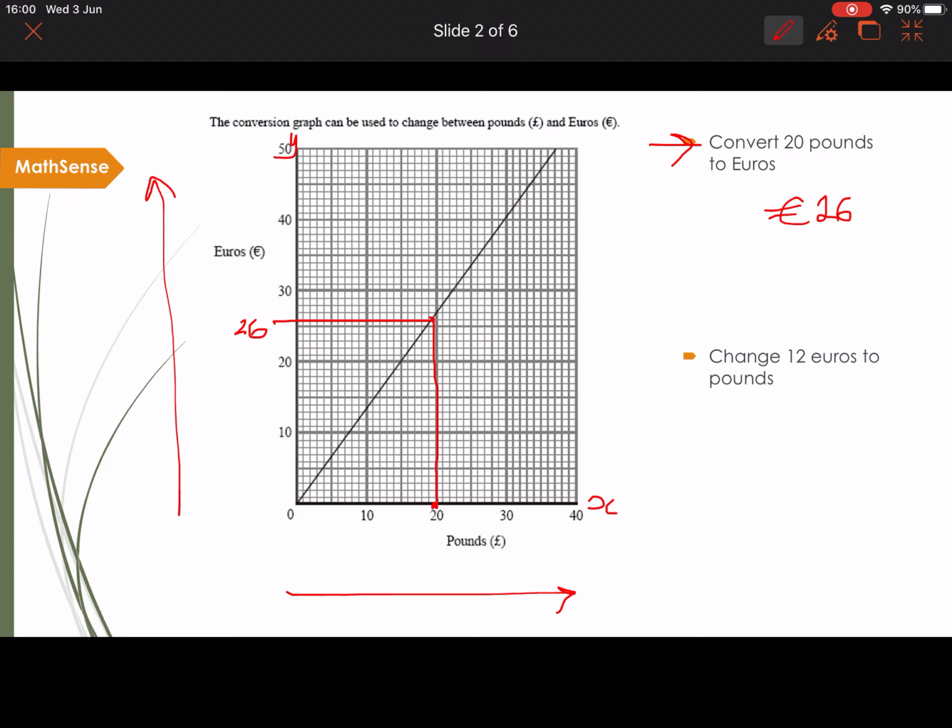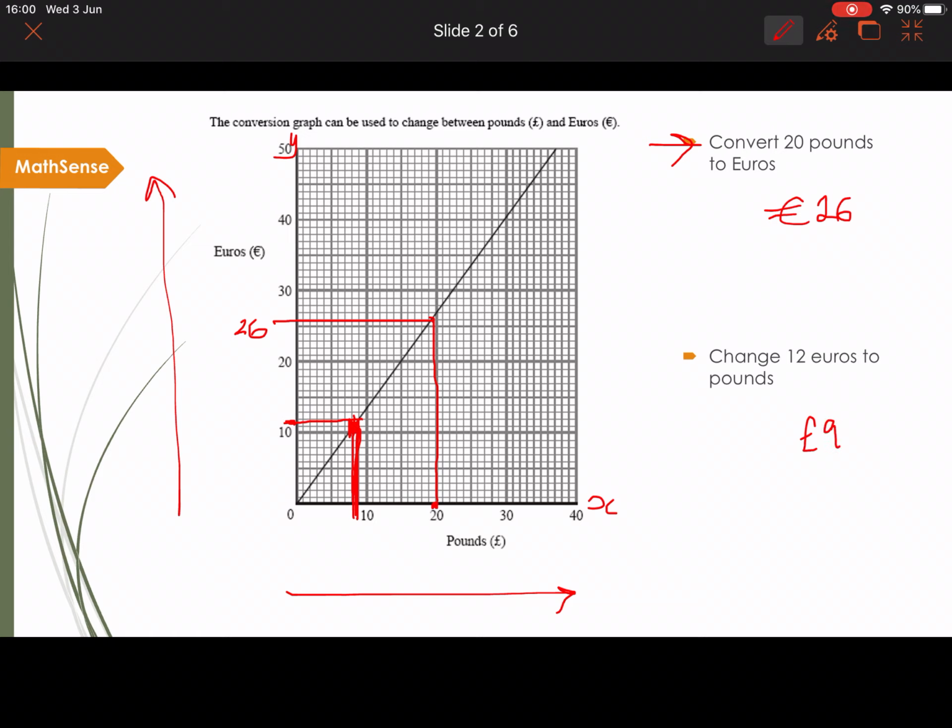The second question asks me to change 12 euros to pounds. So I find the 12 on my euro axis, which is going to be 2 boxes above the 10, based on what we just worked out about each box representing 1. And I go along to where it hits the line, and then I go down. Now obviously when you're using a ruler on graph paper, it's going to be much clearer, but if I just line that up slightly better, I can see that it's about £9.